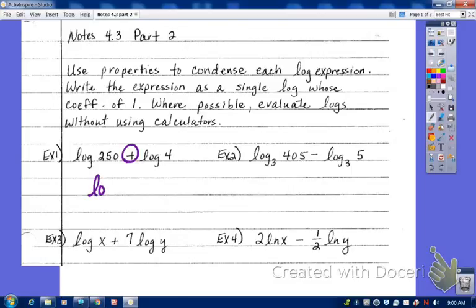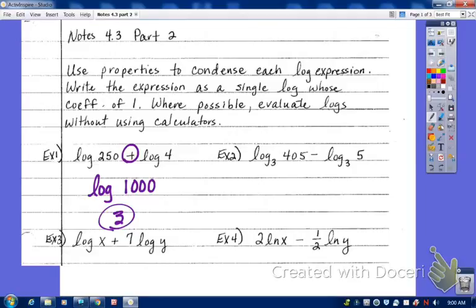So that's going to give me log of 1,000. Okay? Because the logs are being added, I can condense this down to one log and multiply the 250 times the 4. If they were being subtracted, then I would have to divide 250 by 4. Then can we simplify log of 1,000 without a calculator? Yes, we can. 10 to the third power is 1,000. So the answer simplifies to be 3.